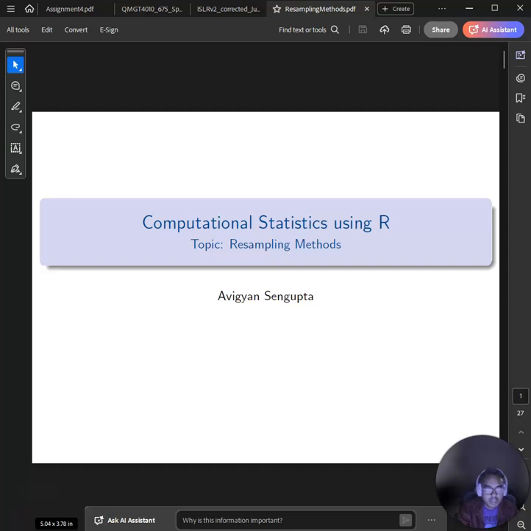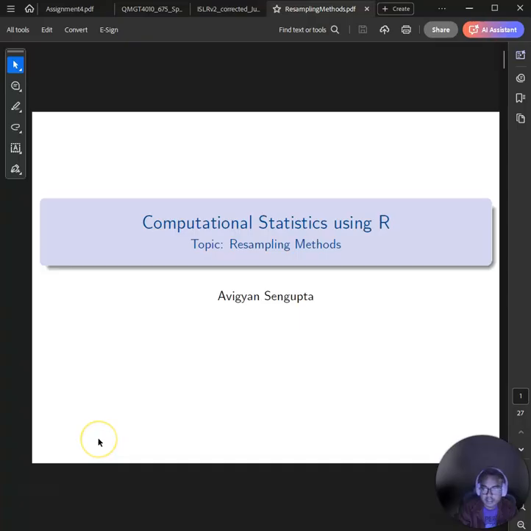Hello everyone. In this video, we are going to discuss resampling methods in computational statistics. And we will start by understanding why we need these methods, and then we will talk about some of the most commonly used resampling methods in this context.